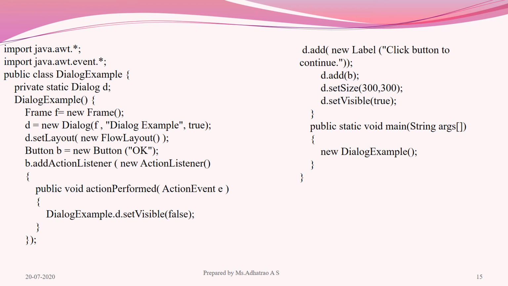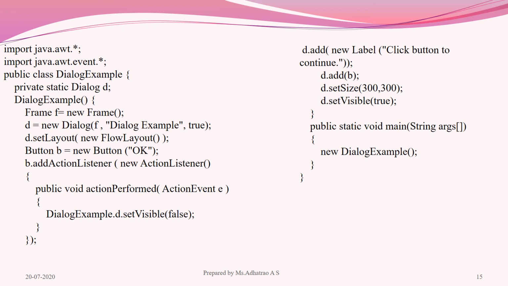D.setLayout, I am using the layout new FlowLayout. I am using a button so that when I click on my button, my dialog box appears. For that I need to perform event handling. So for the button, when I click on it, my dialog box should appear on the window, so we must implement the ActionListener. To use the ActionListener, we should import the package java.awt.event as shown here.